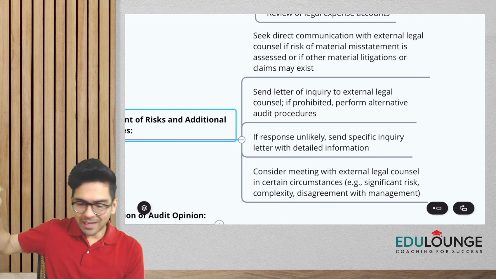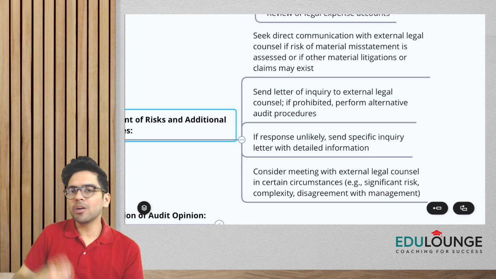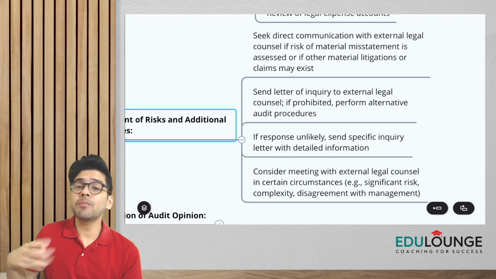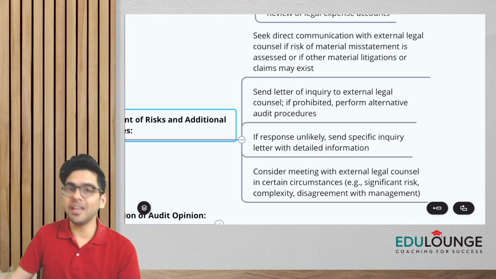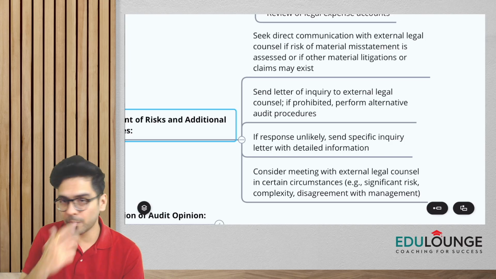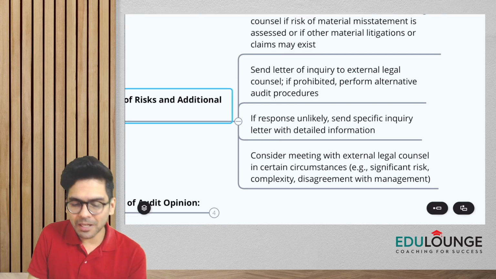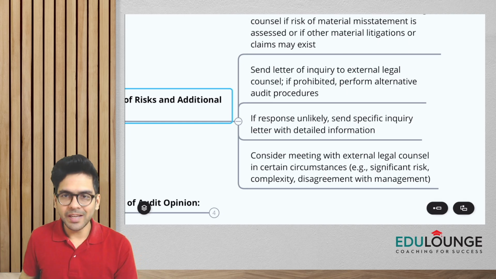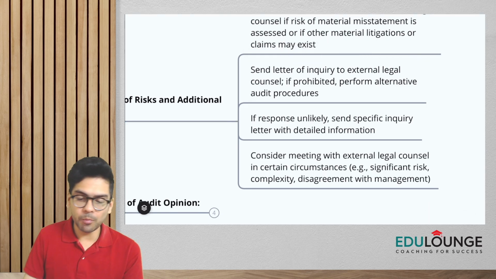Now we may send a letter of inquiry. A letter of inquiry can be a general letter of inquiry, it can be a specific letter of inquiry. However, guys, sometimes the advocate would not be willing to respond, because for the advocate, we are a third party and he might be bound by his own code of ethics. So he might not want to share the details of the case with a third party. I'm the auditor, for him I'm a third party, right? So if a response is unlikely, we can send a specific inquiry letter with detailed information. But it is not always necessary that the external legal counsel is going to reply. If it is prohibited, guys, we have to perform alternative audit procedures.